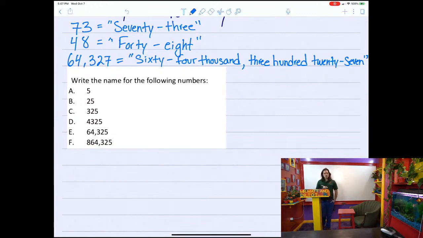Okay, if there's any questions at all, please let me know. I'm going to give you 5 minutes. I'd like you to do A through F. I'd like you to write the name for the following numbers.